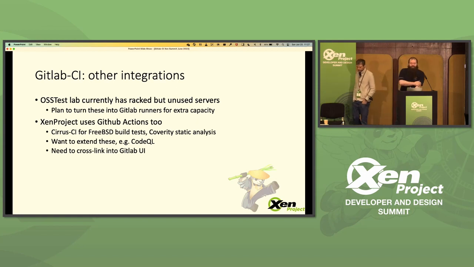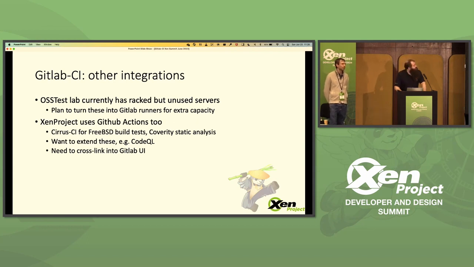Okay, so this is a few bits and pieces. Obviously, GitLab's still a work in progress. We have spent a large amount of time trying to get it going, and it's always in copious free time, as you're all aware. One of the things we have at the moment in the OSS test lab are idle runners. Things have been racked and haven't been wired in properly. We are looking to try and use those to add capacity into the regular CI system.